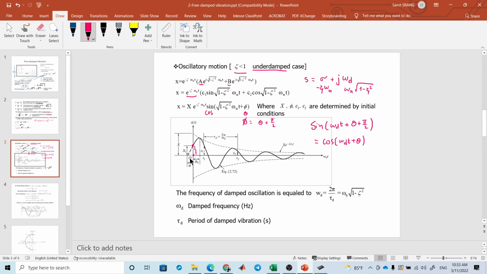It becomes smaller and then oscillates. If you just look at the function itself, you can easily draw it, and it depends on how you choose phi.